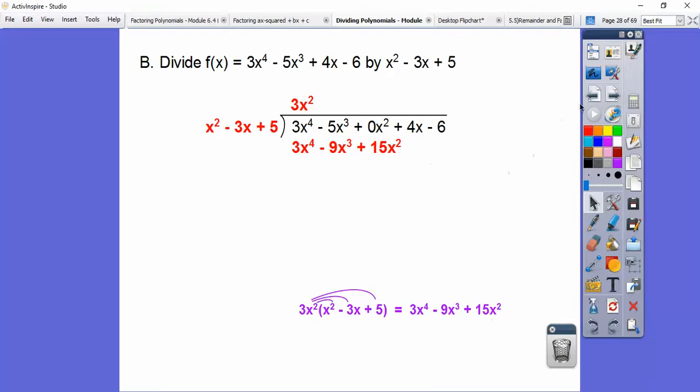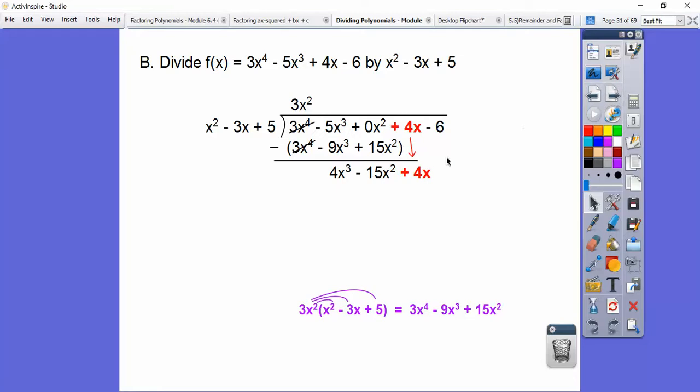All right, and then we wrap that thing in parentheses and we subtract. You have to subtract every little piece. So this minus sign gets distributed through right there. Okay, so 3x to the 4th minus 3x to the 4th, they're gone. Negative 5x cubed minus a negative 9x cubed becomes negative 5x cubed plus 9x cubed, which is 4x cubed, and then this is going to give us negative 15x squared. Okay, so there it is right there.